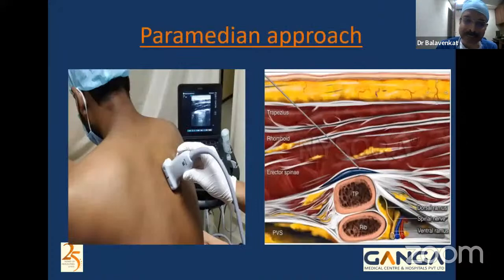So it can be done either in sitting position or it can be done in a lateral position. But most of the time, we do it after inducing the patient, positioning them prone, and giving it after he's anesthetized, but before the incision is made. So just to show the skin, subcutaneous tissue, trapezius, rhomboid muscle, erector spinae, transverse process, and the drug deposition here.